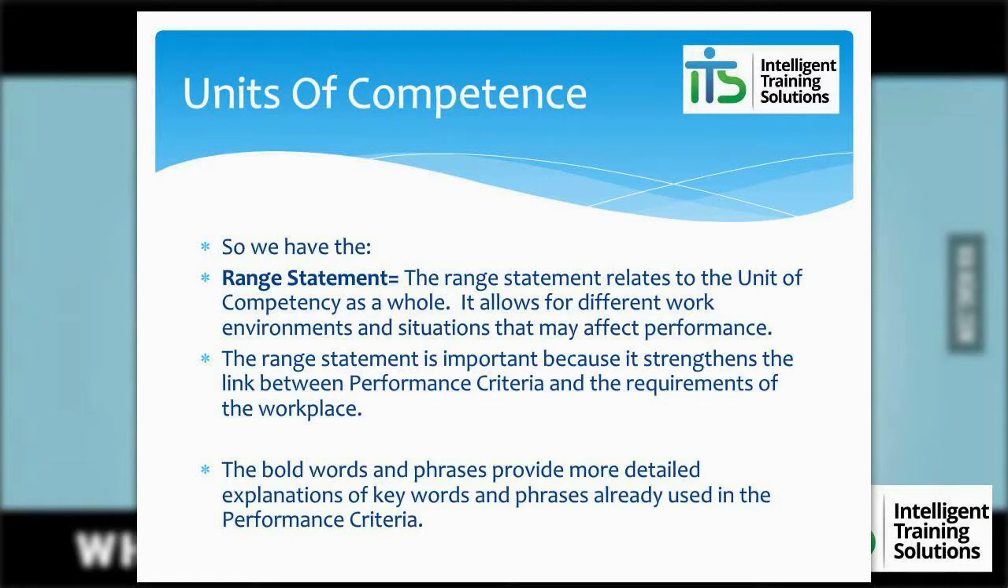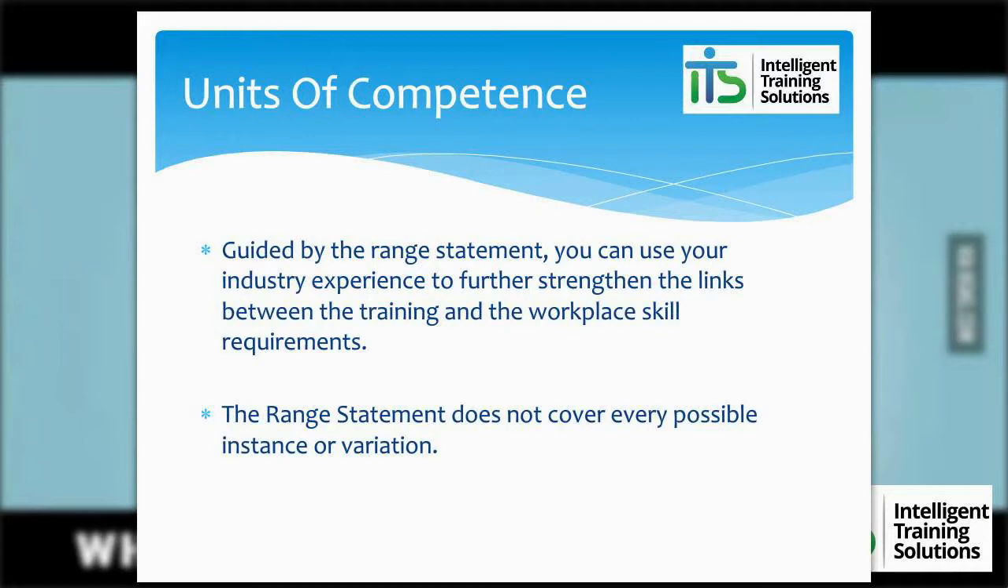Of course, they can't list every single particular range in which the training and assessing of this unit could occur, but they try to give you a really broad overview and provide you with lots of different choices and opportunity where this training and assessing could take place. It's exactly like it's saying. It's the range statement. Hey, when you teach and assess this unit of competence, you can do it within these parameters at the very least. Guided by the range statement, you can use your industry experience to further strengthen the links between the training and the workplace skill requirements. The range statement does not cover every possible instance or variation.